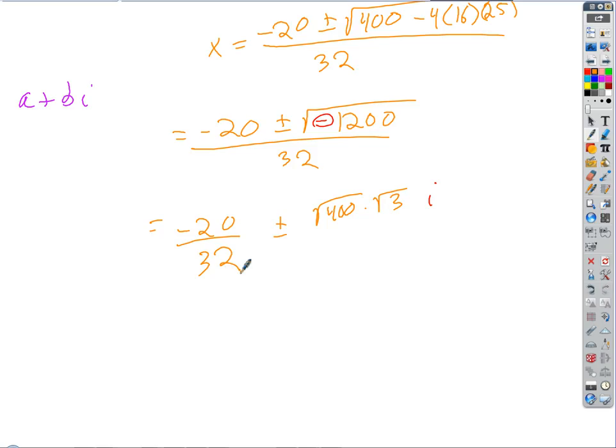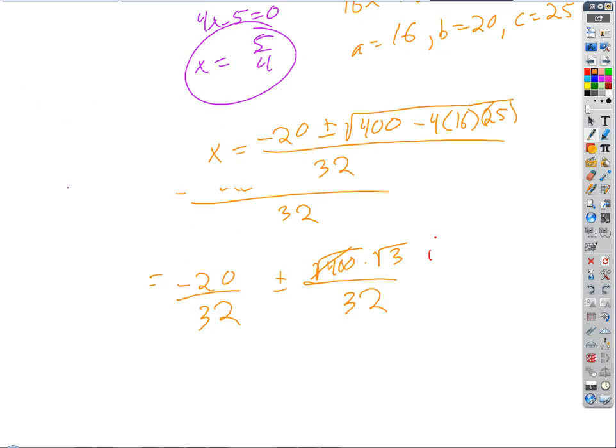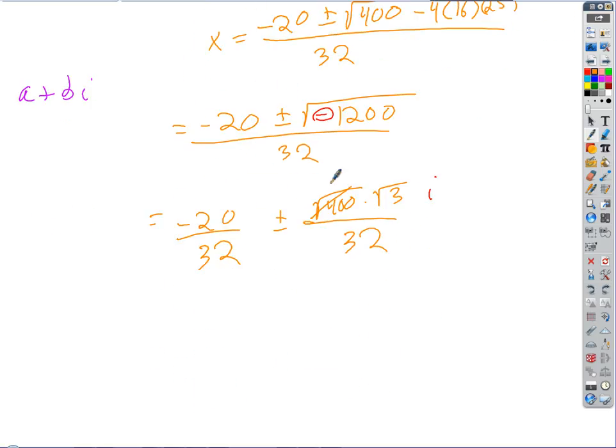So we're going to split the 32 up into each part of the fraction, which is okay to do because it's a common denominator. We can always split it into separate fractions, right? What's the square root of 400? 20. There it was. Okay, so now we can reduce this thing, can't we?